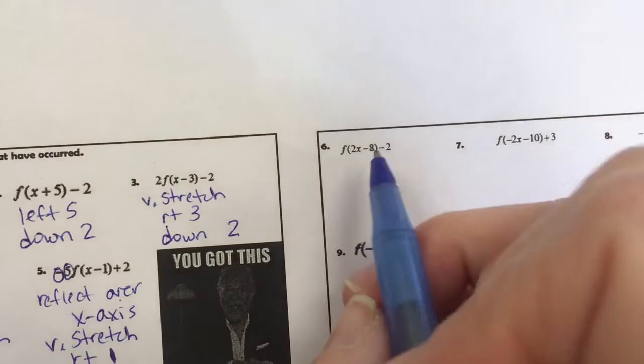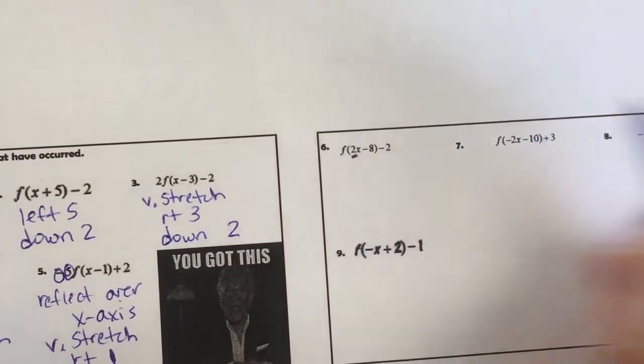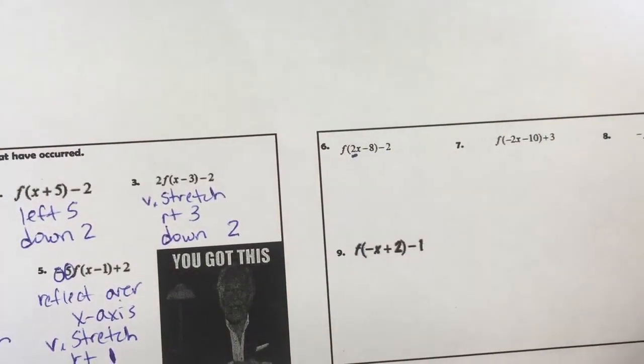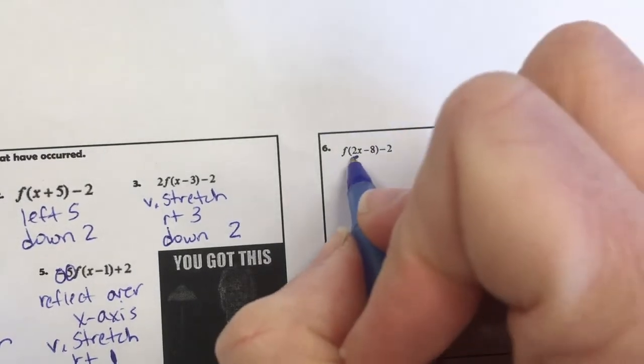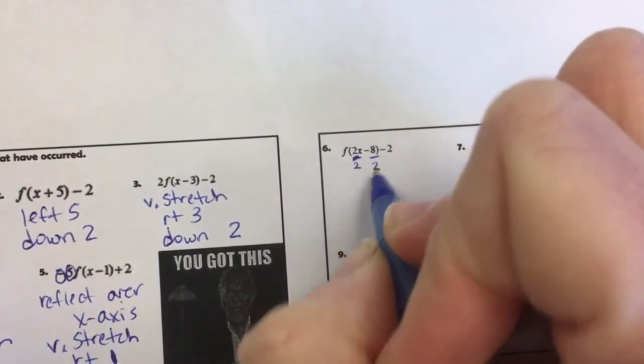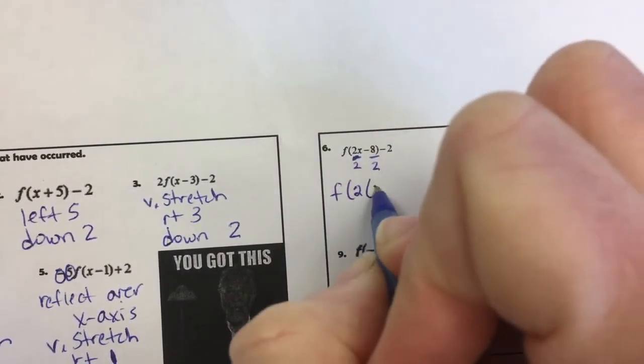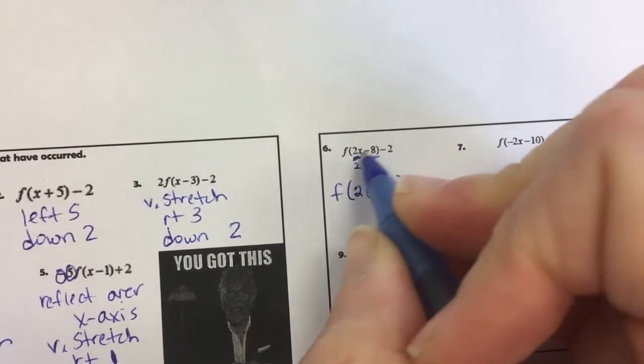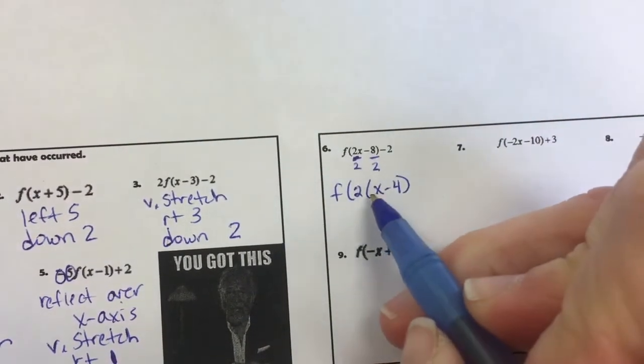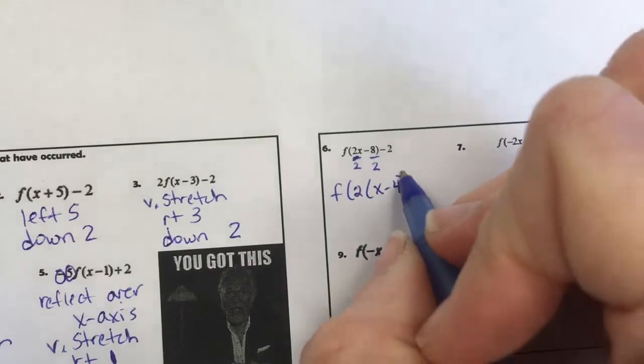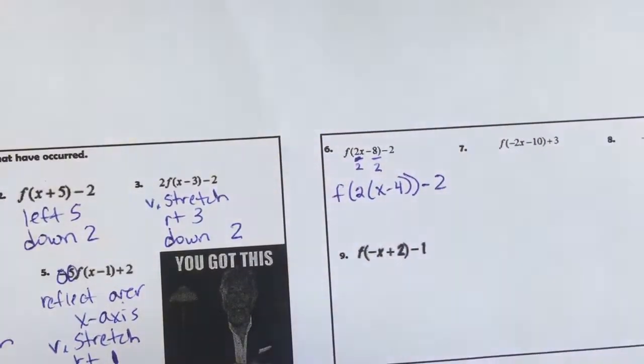All right, number 6, notice that you have a 2x, and not just an x, but a number with the x. You have to factor that out in order to do these problems, in order to get them correct. So you've got to factor out the 2, so you divide those by 2. So you're left with 2 parentheses x minus 4, and then the minus 2 down here.